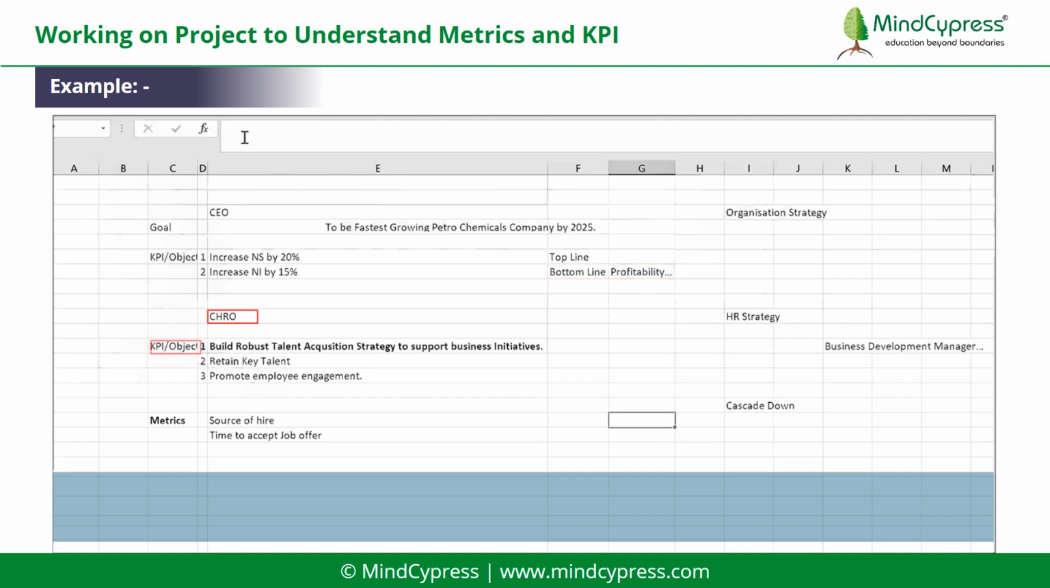Now the head of HR will make the KPIs. The first KPI he or she would make is to build a robust talent acquisition strategy to support business initiatives. The next KPI of the head of HR would be to retain the key talents and promote employee engagement. Now we are going to meet metrics, so metrics for the head of HR will be source of hire and time to accept job offer, so these are the metrics that will help the company to achieve the goal to increase net sales by 20% and net income by 15%.